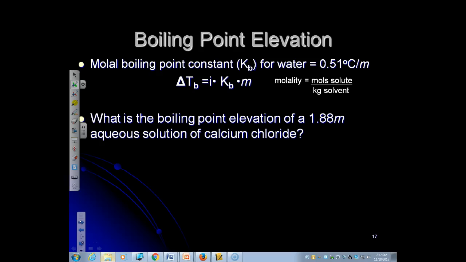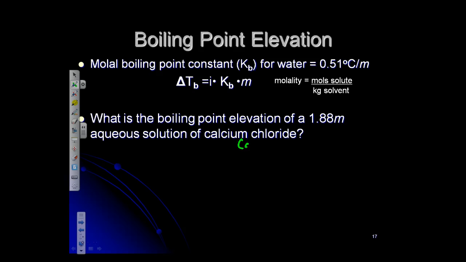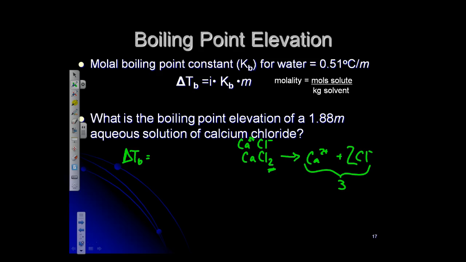Well, we want to first write the formula here for calcium chloride. So calcium is 2+, chlorine is 1-. The sum of the oxidation numbers is not 0, so I end up with calcium chloride, CaCl2. I'm going to be solving for delta Tb, my change in boiling point. And now I need to figure out what my i is going to be. Calcium chloride is going to split up into calcium ions and chloride ions. But how many chloride ions? 2. So for every 1 piece of calcium chloride I put in, I get 3 pieces floating around, 1 calcium and 2 chloride ions. So i is equal to 3.